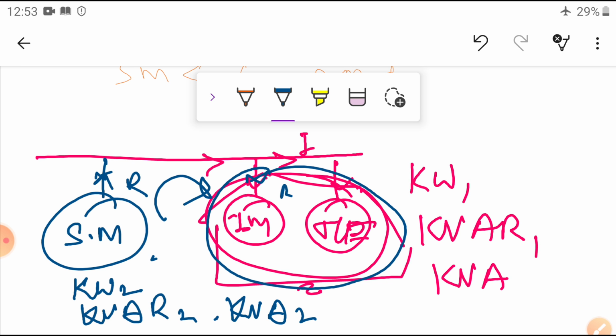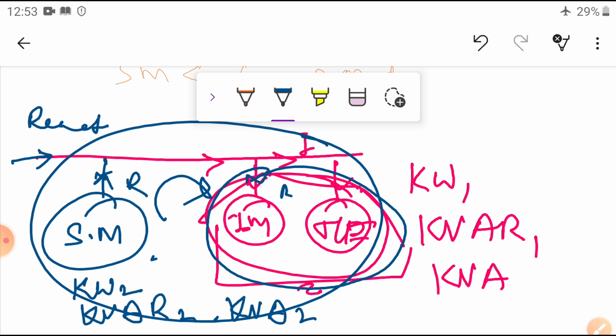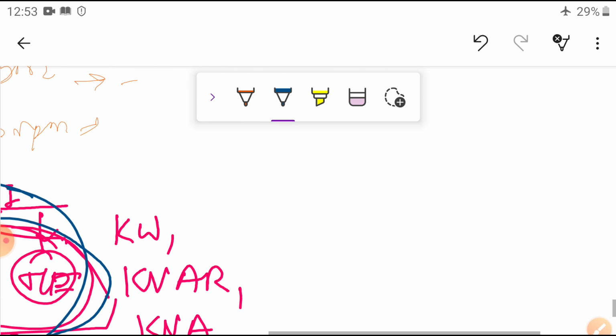Then automatically the demand from the supply for reactive power is reduced. So what will happen? My overall power factor increases. This is a basic concept, as we know.